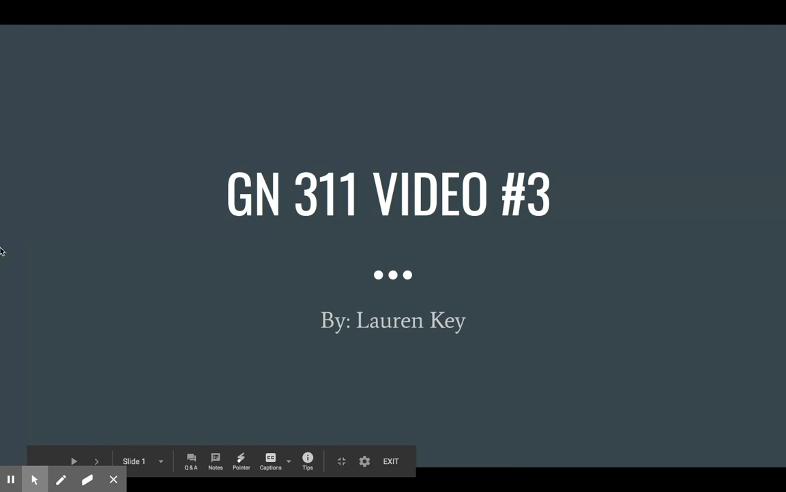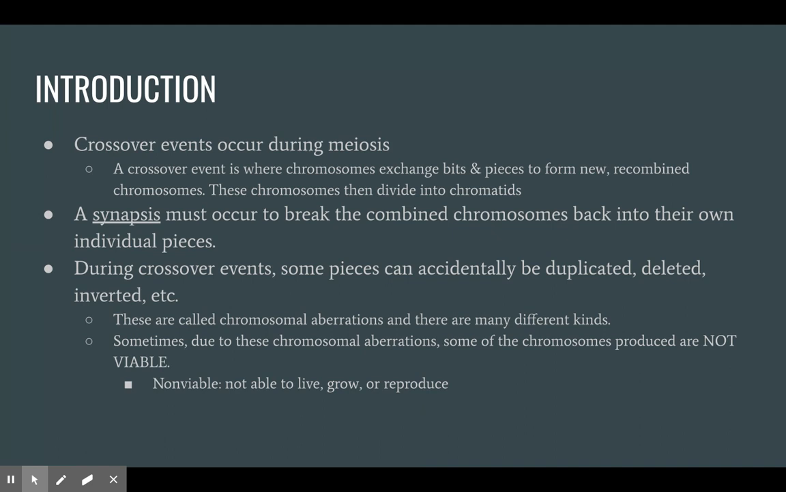Let's get started. So, this week we're going to be talking about crossover events. These occur during meiosis and is when chromosomes exchange bits and pieces to form new recombined chromosomes. These chromosomes then divide further into chromatids. So, we'll start with 2 chromosomes and end with 4 chromatids.